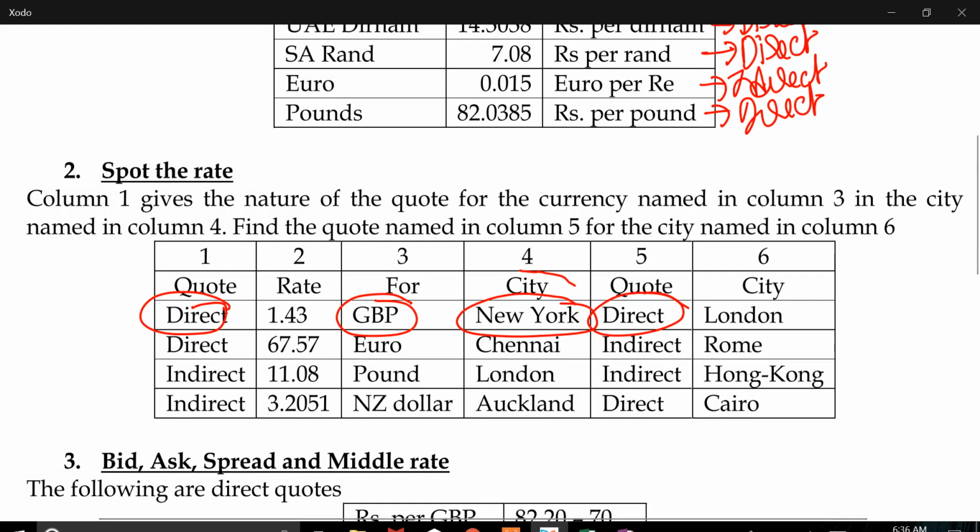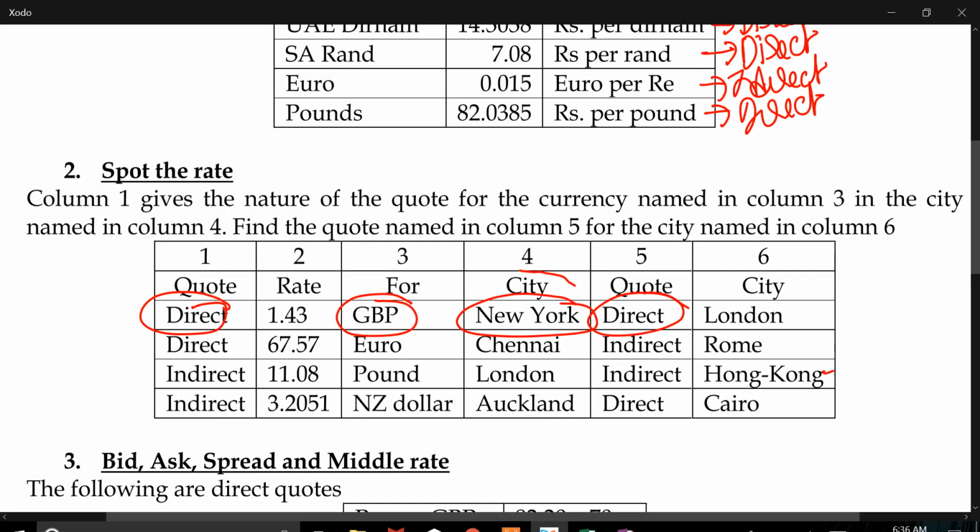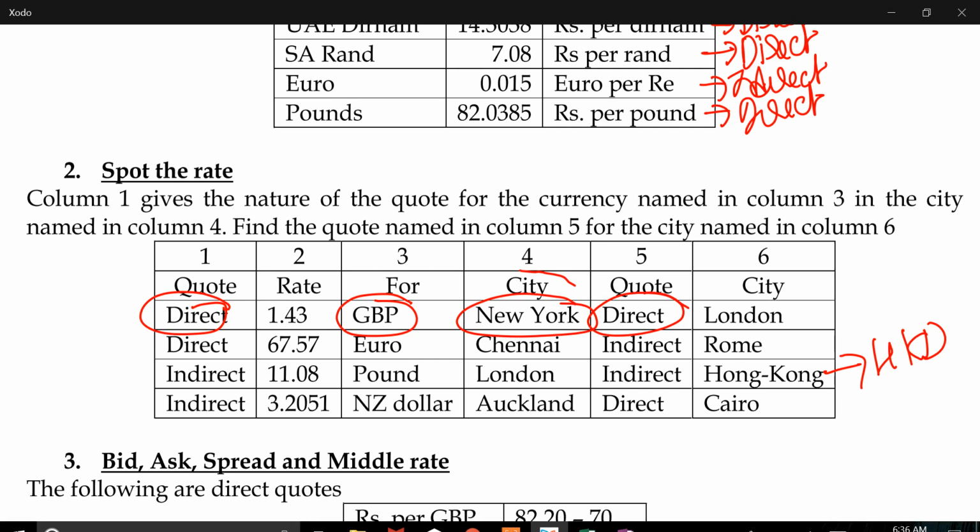Part 3, part 4 you can do. I'll just do one thing alone. Hong Kong's currency is HKD, Hong Kong dollar. As you do more and more problems, you will become aware of the commonly used currencies you have to know, like US dollars and GBP. All of this has to be known, that you will anyway get to know.